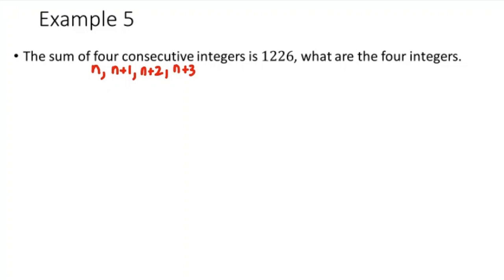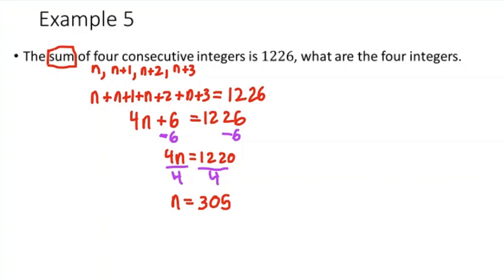In the problem, I'm told the sum is 1,226. So if I add my 4 integers together, n plus n plus 1 plus n plus 2 plus n plus 3, that equals 1,226. Now I've made a linear equation. We can go ahead and solve, and we get n equals 305.